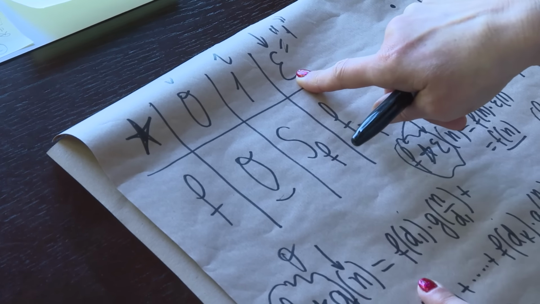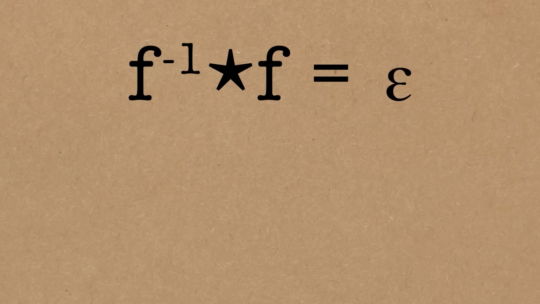I should get the blip function. So f inverse in this setup would be such a function that if I Dirichlet product with f, I'm going to get the epsilon. And why am I so interested in this? Mathematically speaking, of course we're interested. We want to know what the inverses are.